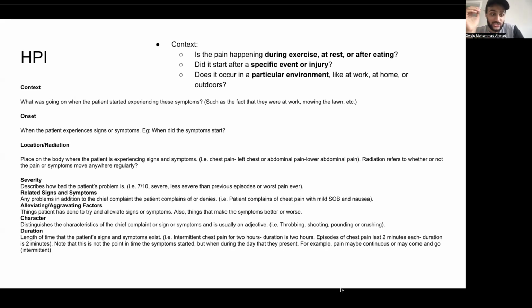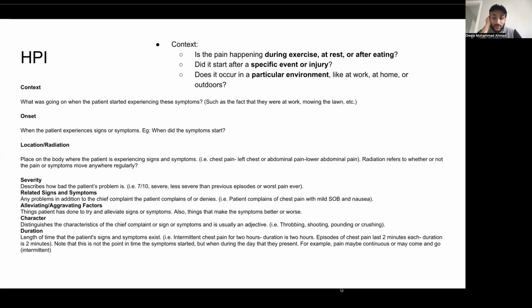Onset. When the patient experiences signs and symptoms, when did the symptoms start? Did they start 2 weeks ago, 1 week ago, 2 hours ago? Location radiation, the place on the body where the patient experiences signs and symptoms. So, for example, the left chest, abdominal, lower abdominal pain. The radiation refers to whether or not the pain or symptoms move anywhere regularly.